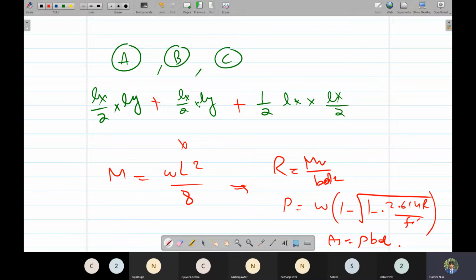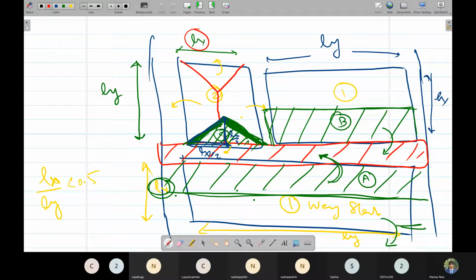So simply put, for the beam, the only difficult thing is this calculation of area. Any issue in this portion? That is how we have to calculate the area of the contributing load, the tributary area.